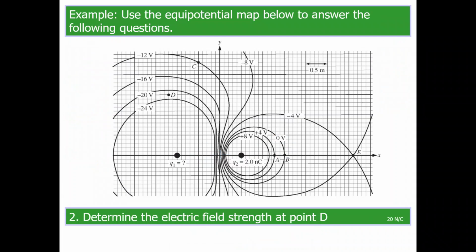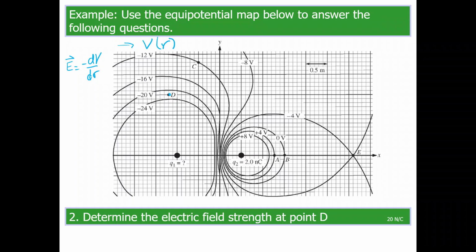So in this case, we want to determine the electric field strength at point D. Now, point D on our map is this point right here. Now, my electric field and my electric potential are related by the equation E is equal to negative dV/dr. But in order to use this function, I actually have to have a function V of r in order to take a derivative. I don't have that. I have just a map of potential values.